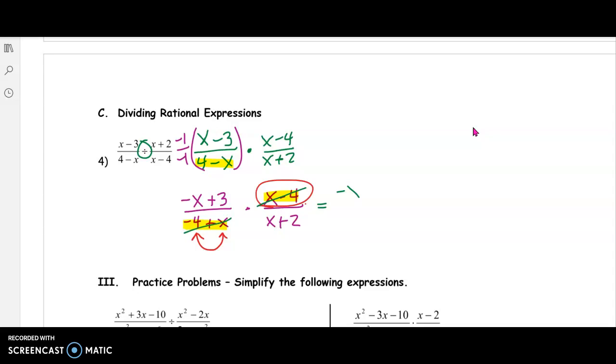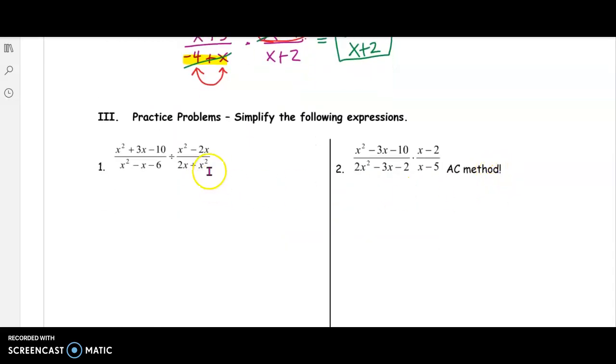Okay, so that's the basics of multiplying and dividing. What I'd like you to do is try the first two here, this division and this multiplication, and let's see how we do on it. Remember, factor first, and then multiply or divide and cancel out what you can cancel out. Try them on your own, pause the video, and then check your work when you unpause.